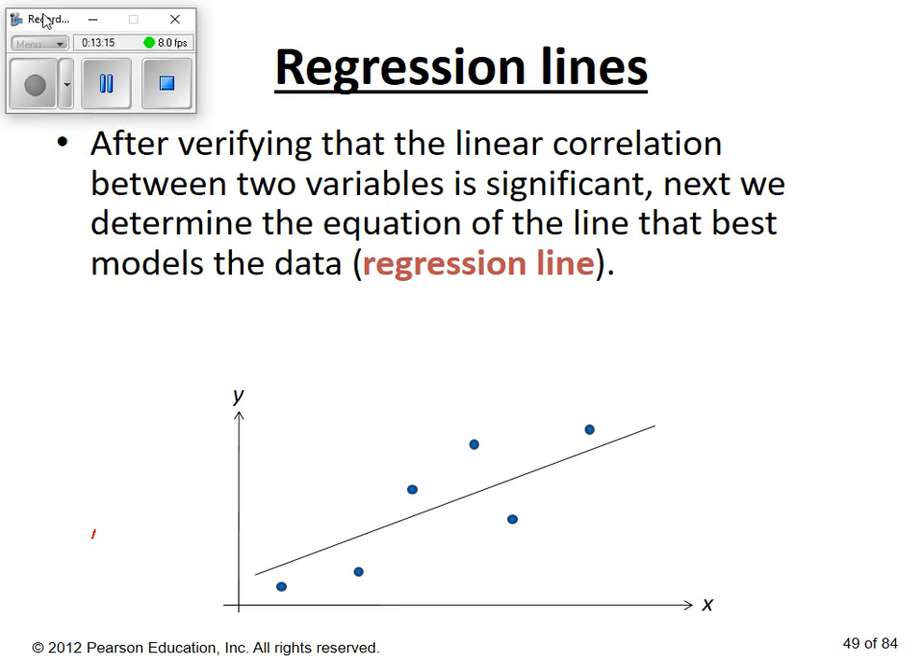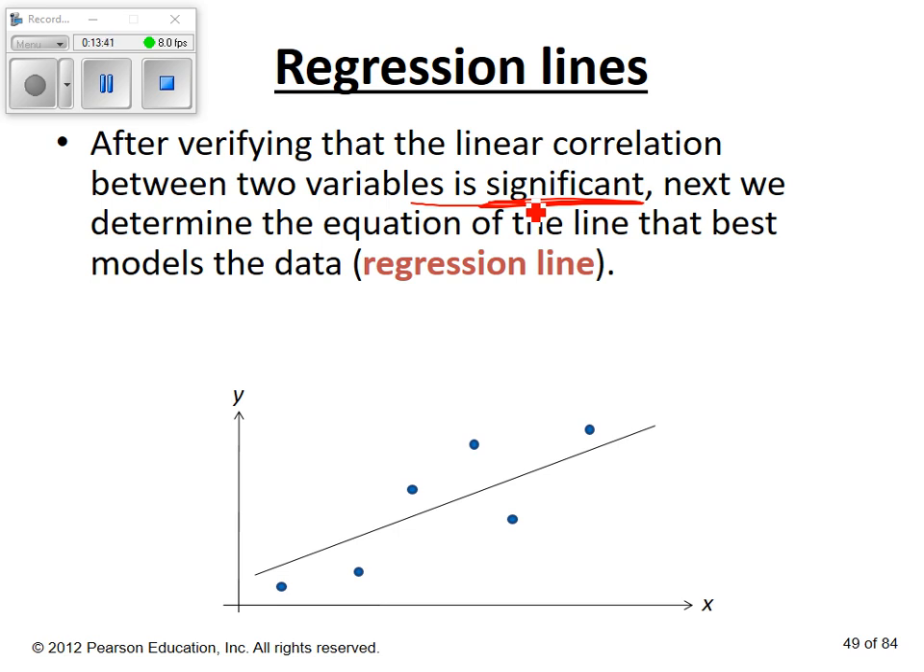After verifying that the linear correlation between two variables is significant, and on the problems on the homework, they tell you that it's significant. We don't have to verify it. They tell you, hey, these two are significant to each other. There is a significant correlation. Just go with it. I didn't give you any on the homework where you have to figure it out yourself.